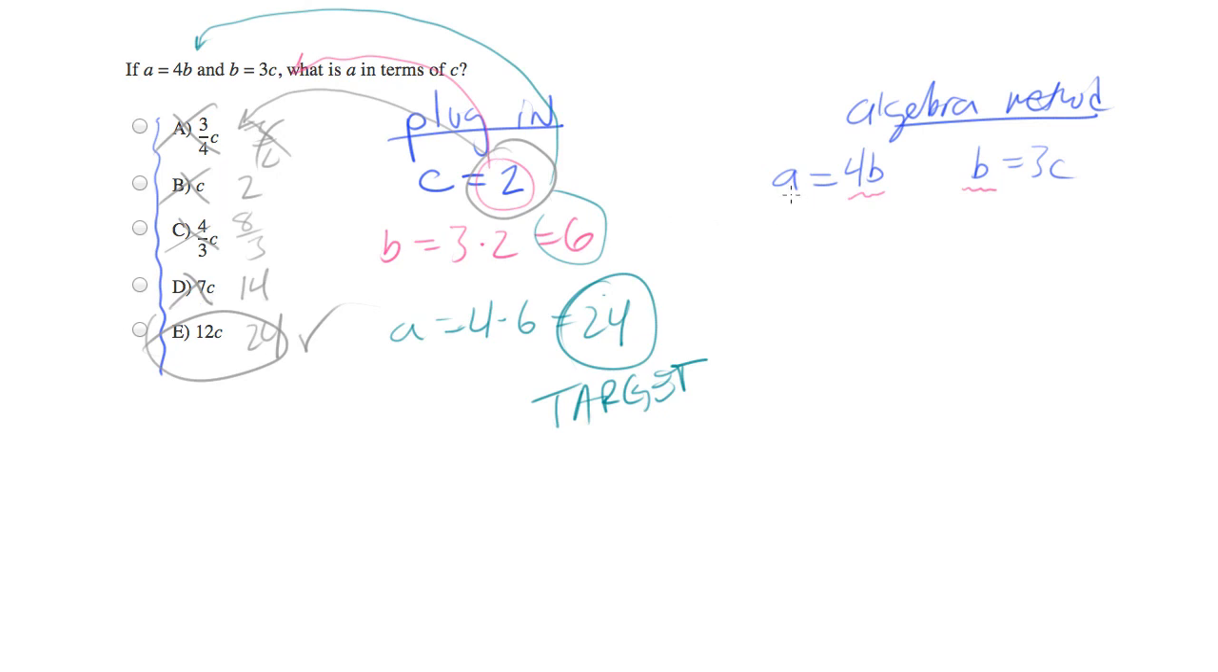This particular equation can be solved by plugging in for B using 3C. So let's try that. A equals 4 times 3C. And when you multiply this out, you end up with A equals 12C. And we want A in terms of C, so we just want the right side of this equation, which you can see is answer choice E.